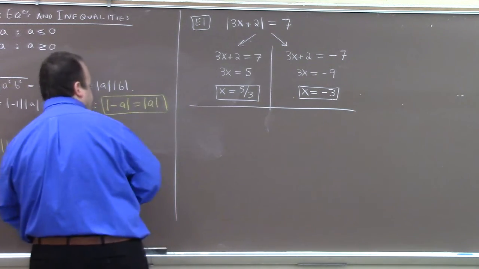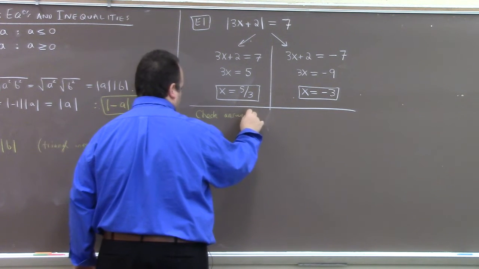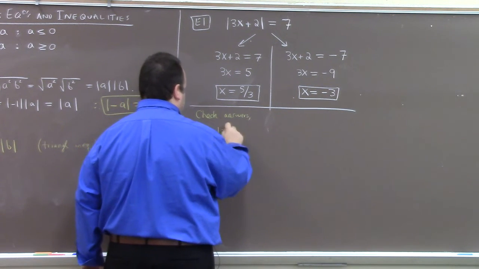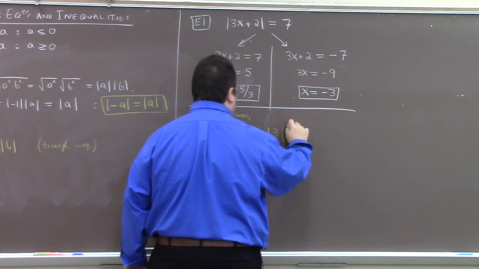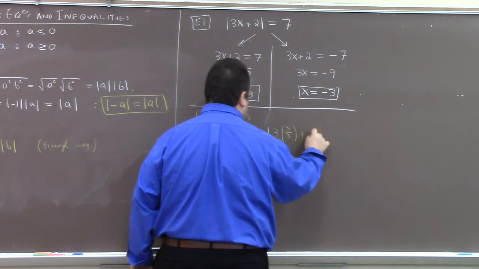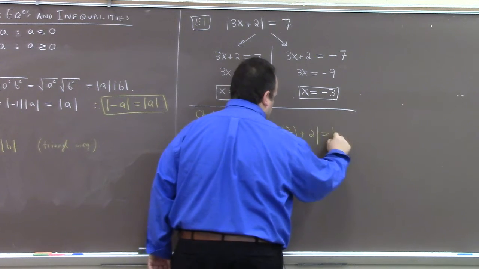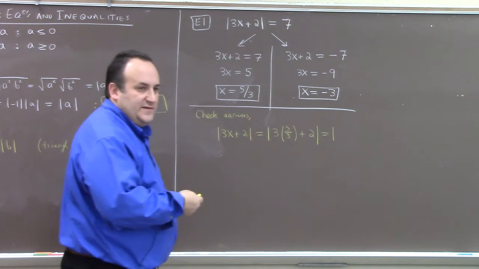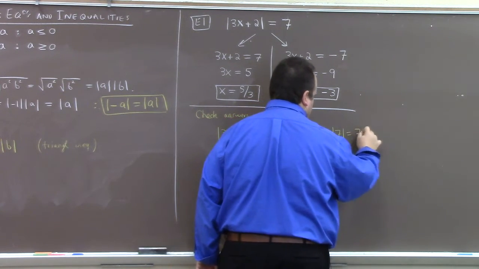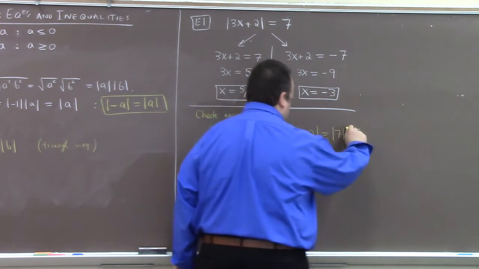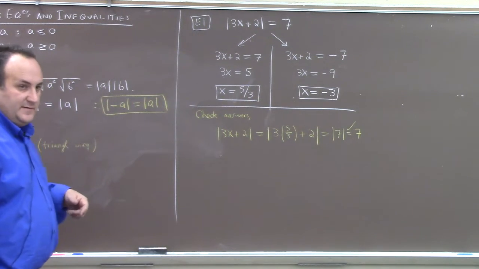Let's see how that works. So absolute value of 3x plus 2 is equal to absolute value of 3 times 5 over 3 plus 2, right? Which is what? The 3's cancel, we get 5 plus 2, which is 7. Absolute value of 7 is 7. So we solved it, right? We plugged it in, it worked.